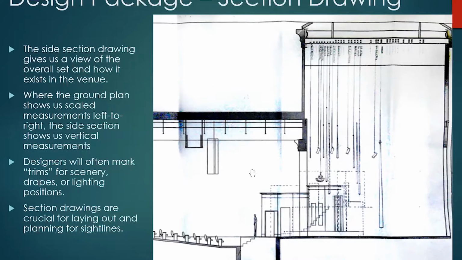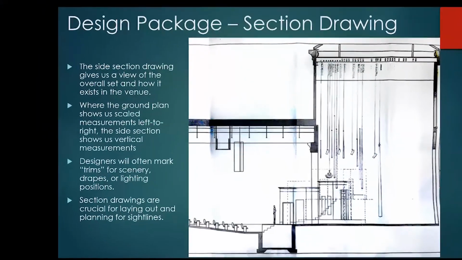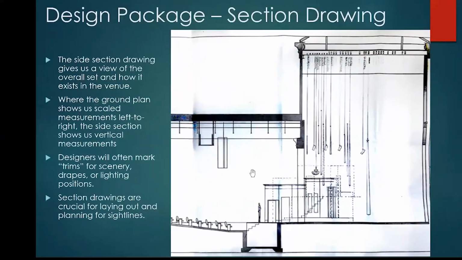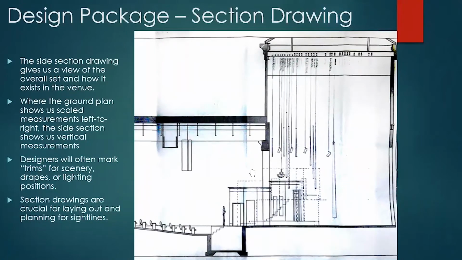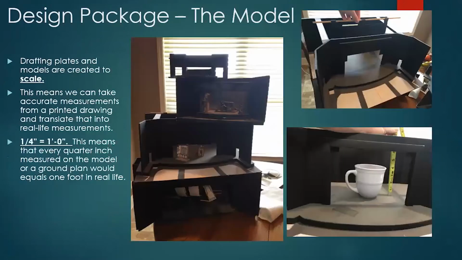So the section view is giving us all of the vertical information, and the ground plan is giving us the bird's eye view, if you will. And I'm not going to get into too much more detail about how to read these types of drawings. We're going to just continue to look at more elements of the design package.